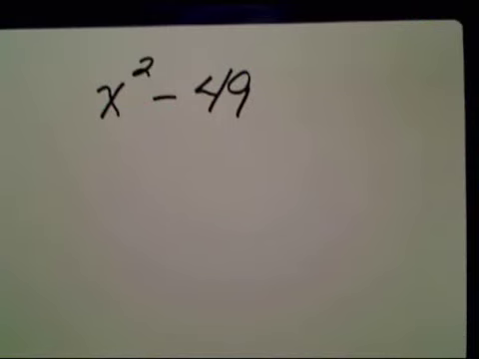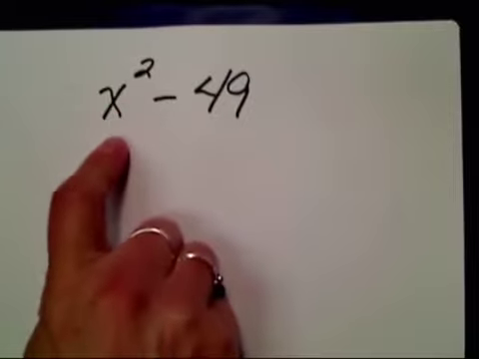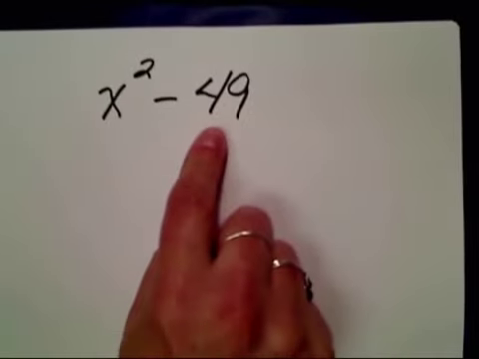Let's do another. If we have x squared minus 49, once again the first thing I look for is a greatest common factor. We don't have any here, so then I count how many terms I have. I have 2 terms. The first term is an x squared, that's a perfect square. My second term is 49.